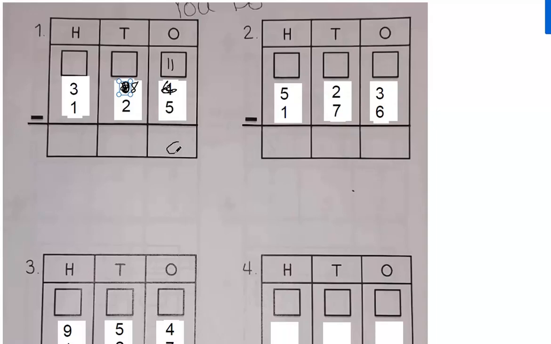That makes 6. And 8 subtracted by 2, we can do that. 8 minus 2 makes 6. No problem there. And 3 minus 1 makes 2. And there we go. Now we're done.